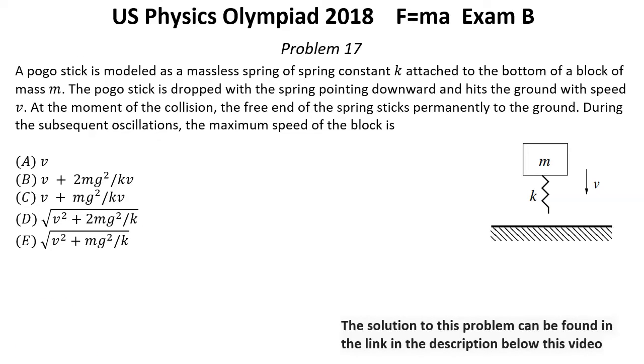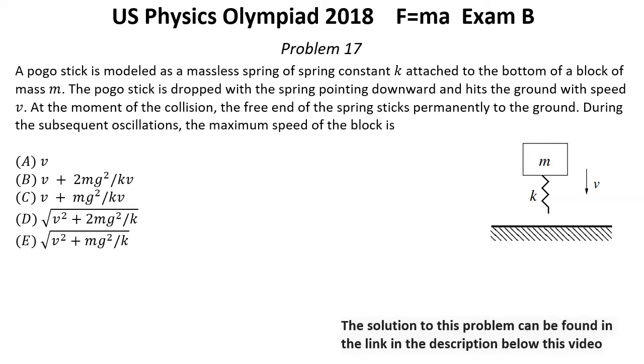Problem number 17. A pogo stick is modeled as a massless spring of spring constant k attached to the bottom of a block of mass m. The pogo stick is dropped with the spring pointing downward and hits the ground with the speed v. At the moment of the collision, the free end of the spring sticks permanently to the ground. During the subsequent oscillations, the maximum speed of the block is the next one.